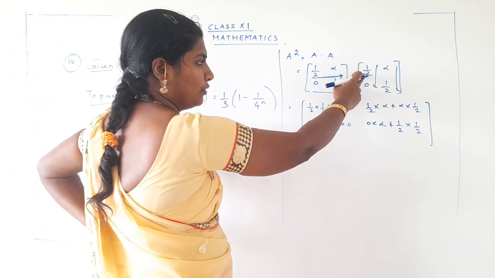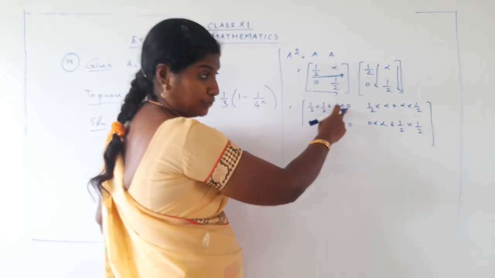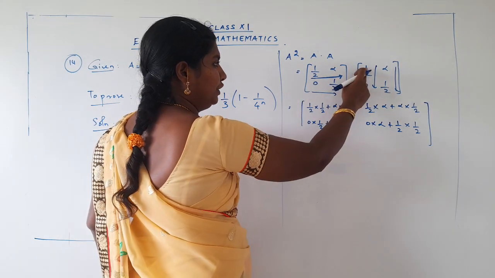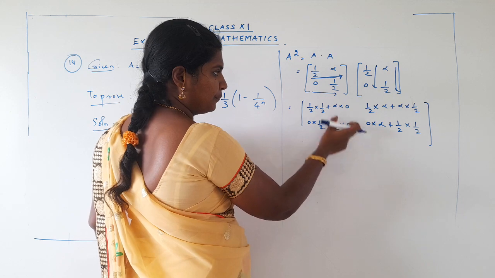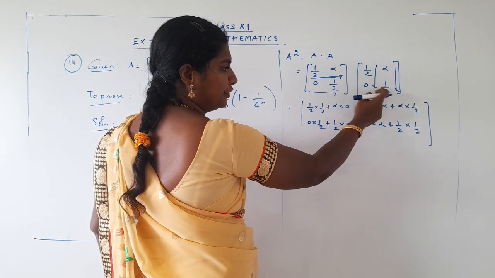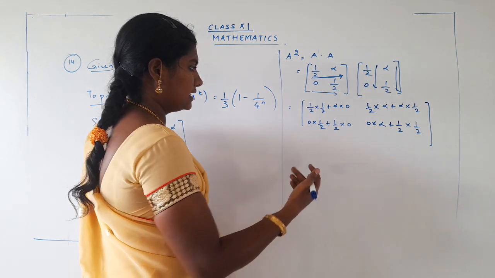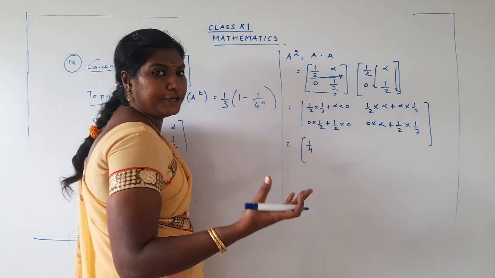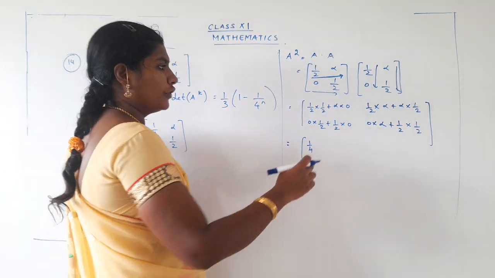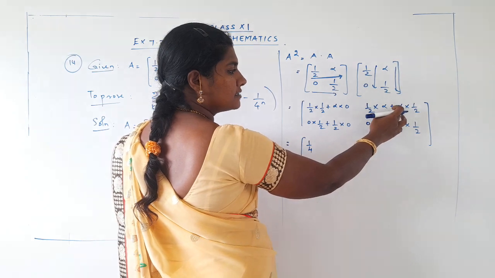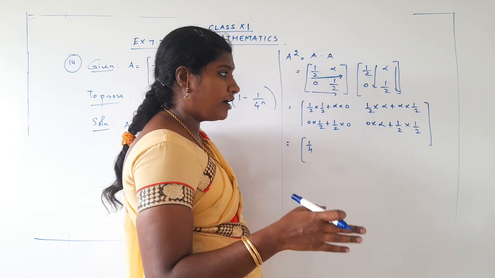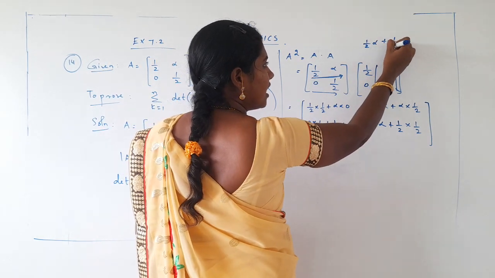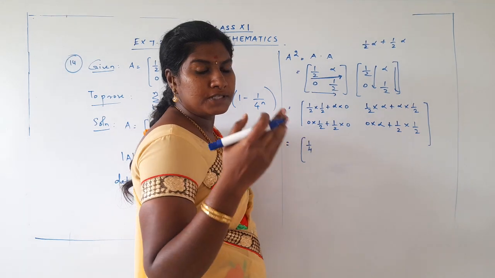So half into half plus alpha into 0, half into alpha plus alpha into half, 0 into half plus half into 0, 0 into alpha plus half into half. Let's try to simplify this further. This is 1 upon 4, plus alpha into 0 is 0, so we don't need to worry about that term. Now here this is half alpha plus alpha into half. So half alpha plus half alpha. What is half of alpha plus half of alpha? 1 by 2 plus 1 by 2, it's 1.